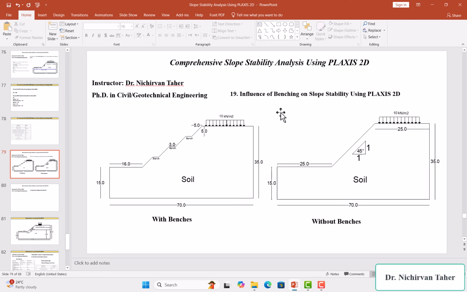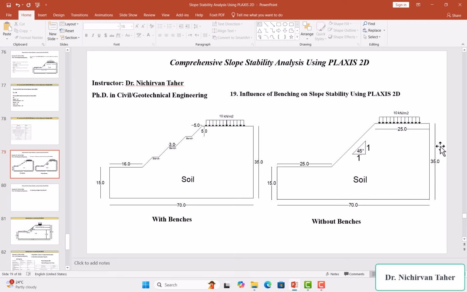So benching is one of the solutions. Maybe we have other solutions too. We will talk about all the different types of solutions and improvement of slopes to increase the safety factor. In this example we will talk about benching and how benching increases the safety factor of the slope.